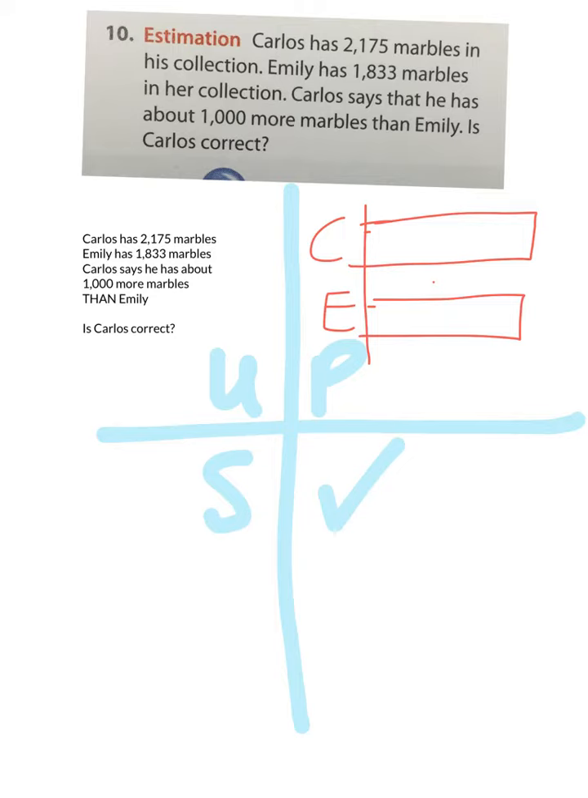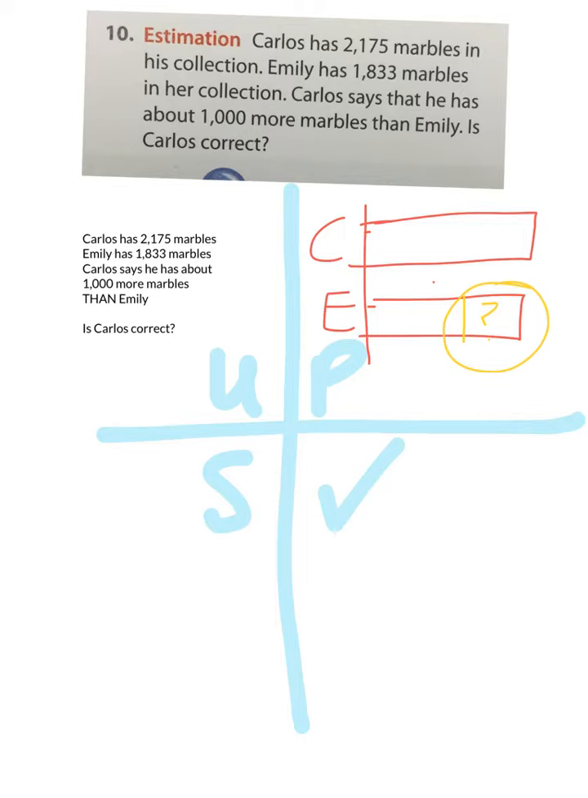So as you can see here, I went, Carlos has 2,175 marbles. That's a fact, I wrote it down. I also wrote down that Emily has 1,833 marbles in her collection. That's a fact, wrote it down. And then Carlos says he has about 1,000 more marbles than Emily. And then I always tell students to write the question that is being asked, which in this case is, is Carlos correct? Okay, so that's understand. We're just listing the really important facts, and then we're definitely listing the question. That way we make sure we're answering the question.